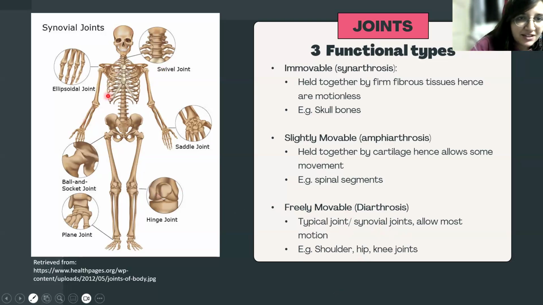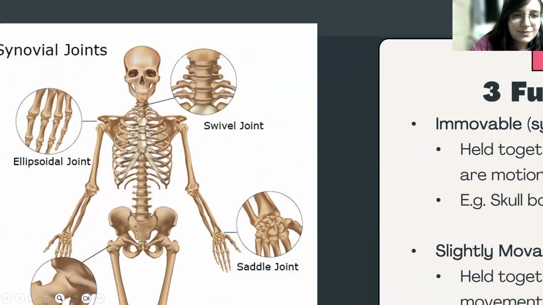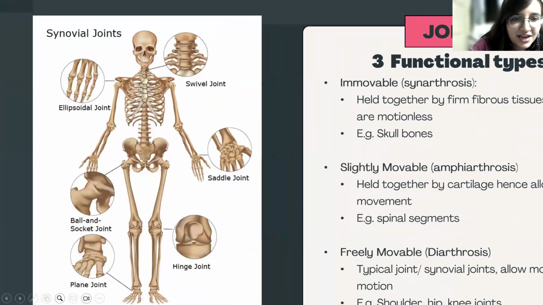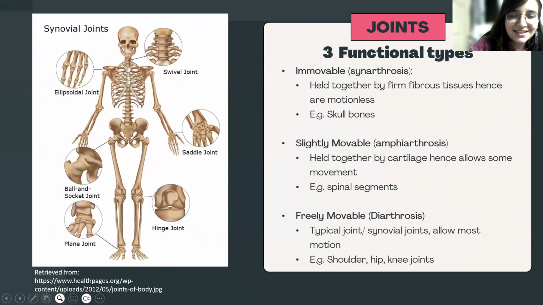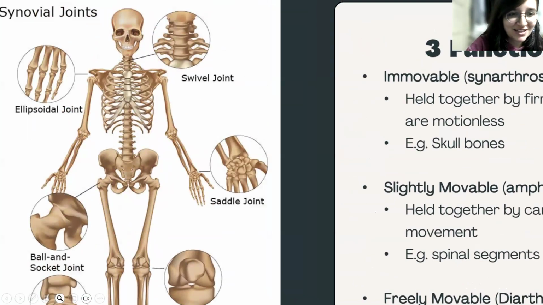Okay, so let's zoom into this. So you have a few in your body here. This part, because of the swivel joint, we're able to move our head. Okay, then if you go here, you see the ellipsoidal joint, the saddle joint. I don't think you need to know the exact spellings or the exact names of these joints, but you need to know that your body has 3 different types of joints: the immovable one, slightly movable, and freely movable. But of course, if you want to learn these and if you want to memorize these, it's good for you in the long run.